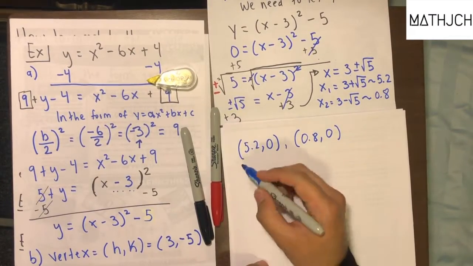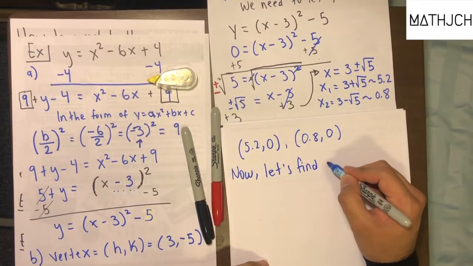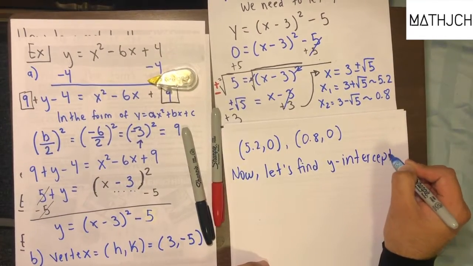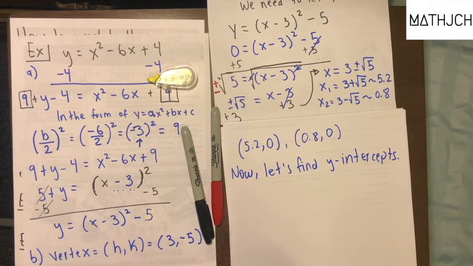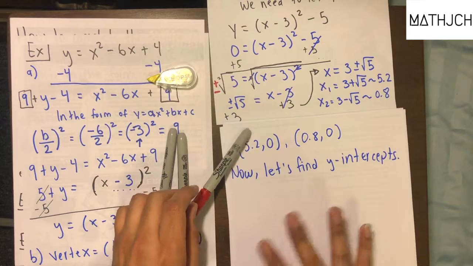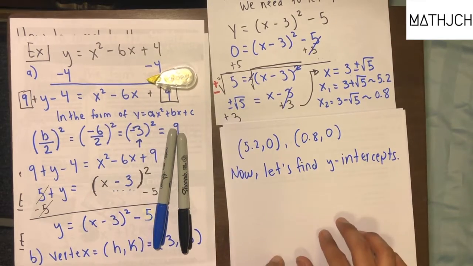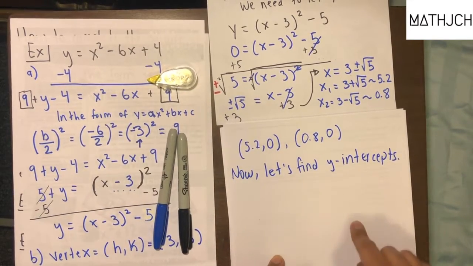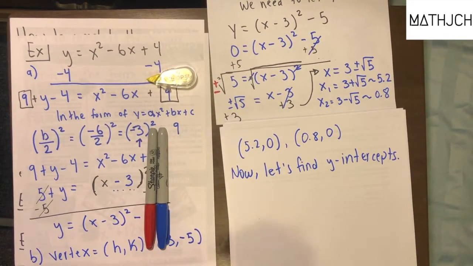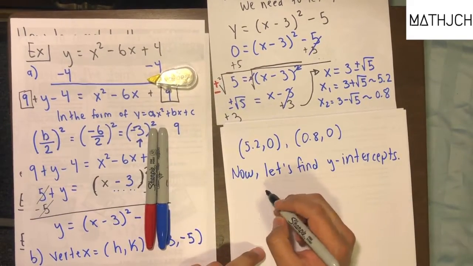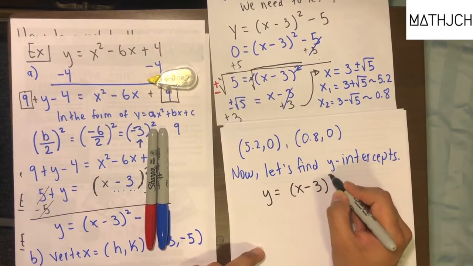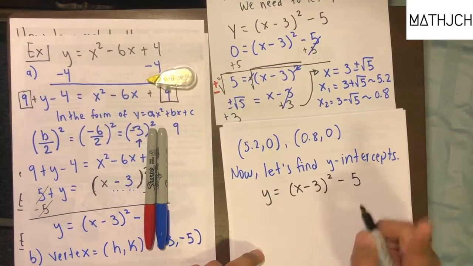Now let's find the y-intercepts. Let's see how many we can find. Sometimes only one, sometimes two, and sometimes none. That means that our graph will not pass through our y-axis, okay? So let's rewrite the equation. Our equation, remember, is y equals (x minus 3) squared minus 5.